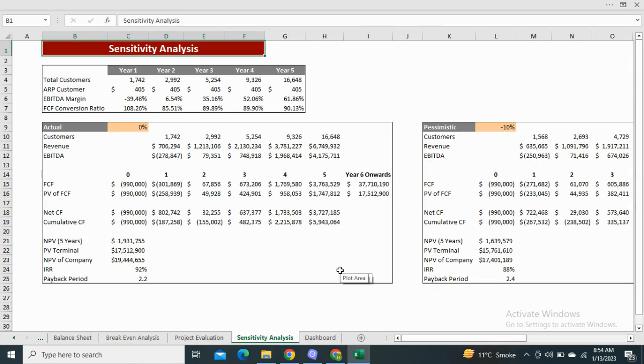Moving on to the sensitivity analysis, it is the comparison of valuation of the company in the actual, optimistic, and worst case scenario. As you can see, when the percentage is changed, the model values also change.